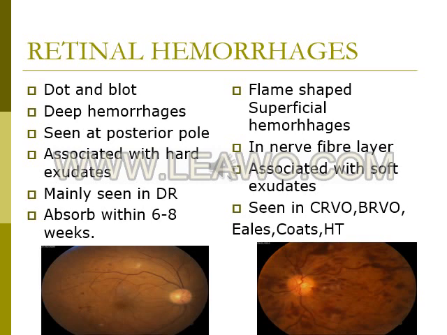Retinal hemorrhages are of two types, dot and blot and flame-shaped. Dot and blot hemorrhages are deep hemorrhages seen mostly at the posterior pole, associated with hard exudates and mainly seen in diabetic retinopathy. They get absorbed within 6 to 8 weeks. Flame-shaped hemorrhages are superficial hemorrhages in the nerve fiber layer associated with soft exudates and seen in CRVO, BRVO, Eales disease, Coats disease, hypertensive retinopathy, among a few causes.